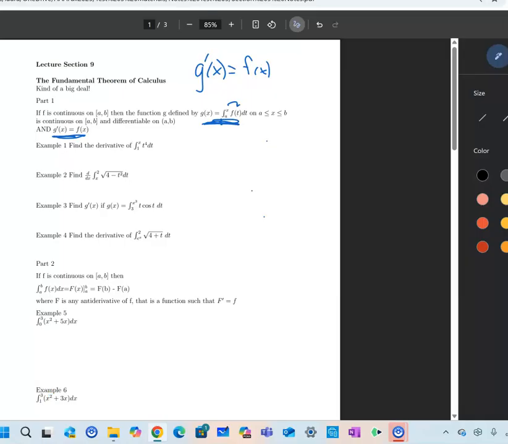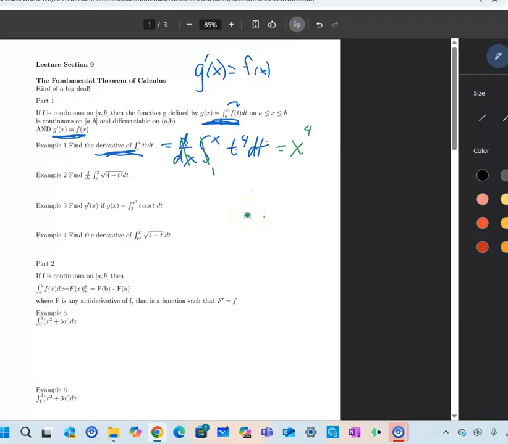plugged in. Okay, so another way of saying this, find the derivative, and this could be written, find the derivative, right? 1 to x of t to the fourth dt. So you can think of the derivative and the integral canceling, and I just put the x into the function.